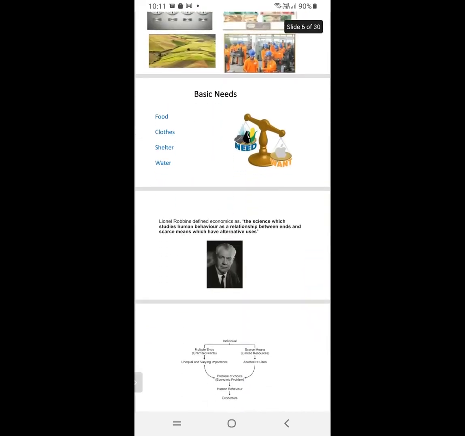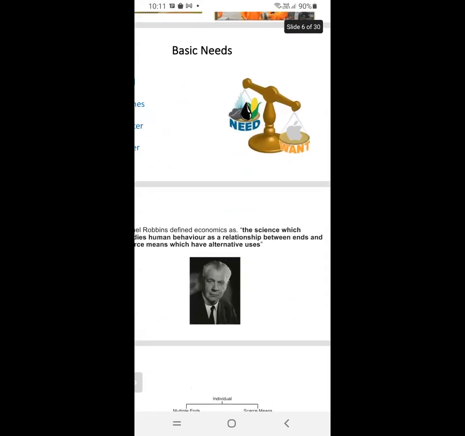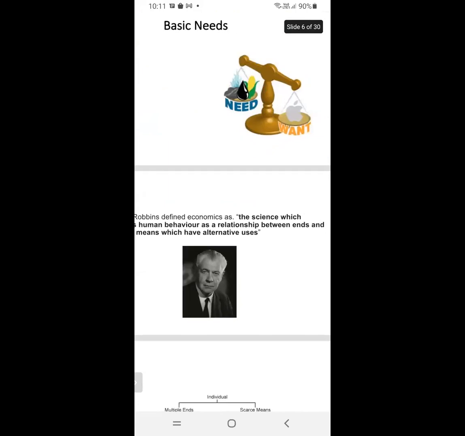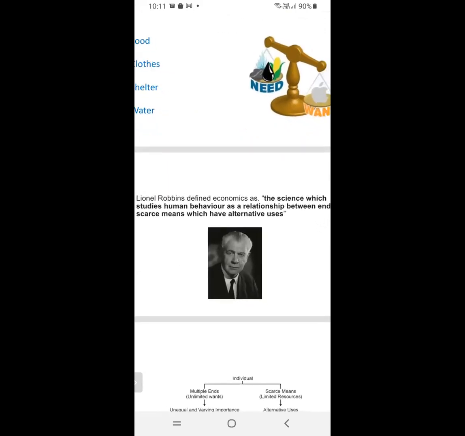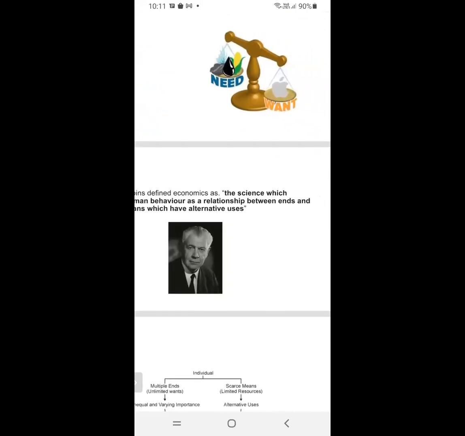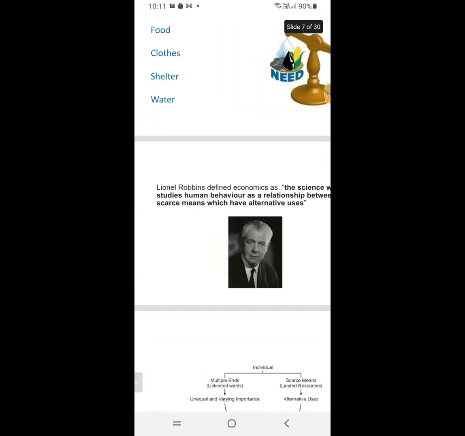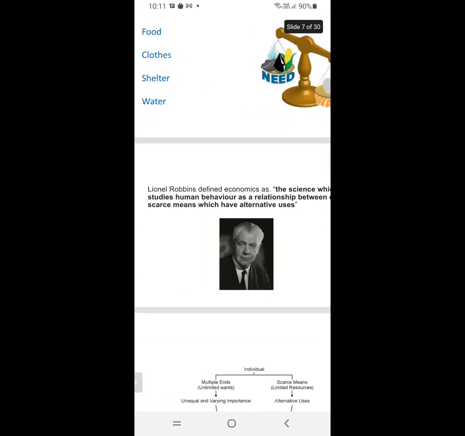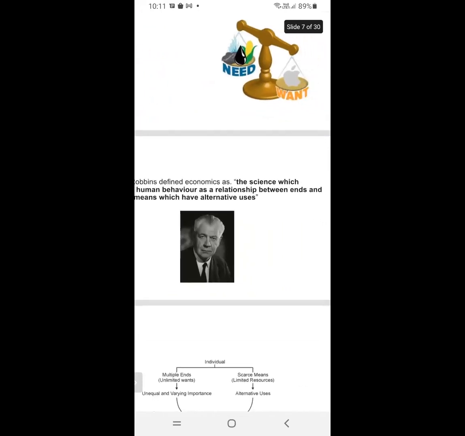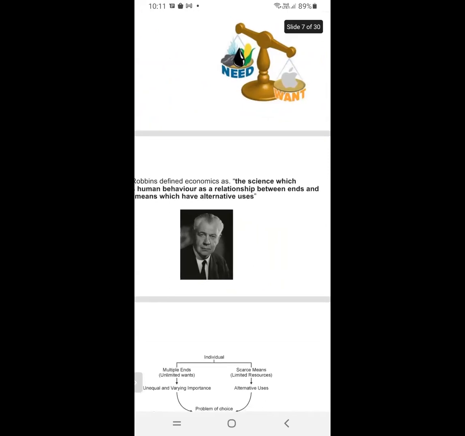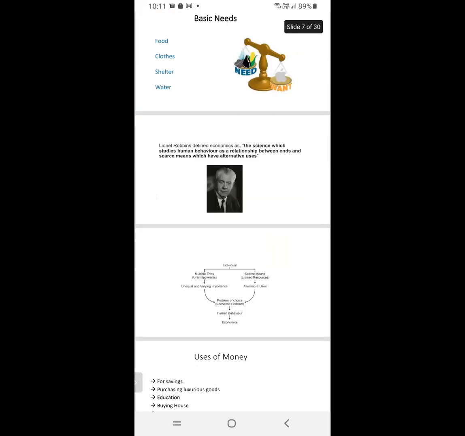Next, Lionel Robbins, he is the father of economics as a science. What he says about economics: the science which studies human behavior as a relationship between ends and scarce means which have alternative uses. That means how much resources we have, that much only we can enjoy our life. It is very closely related to the resources.